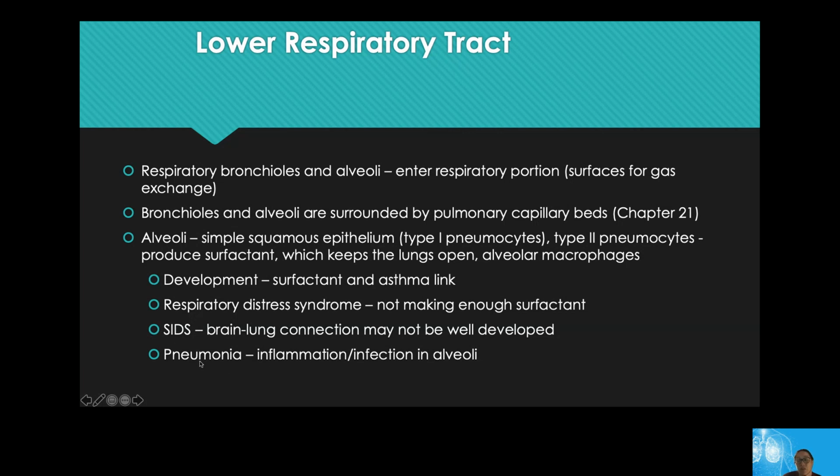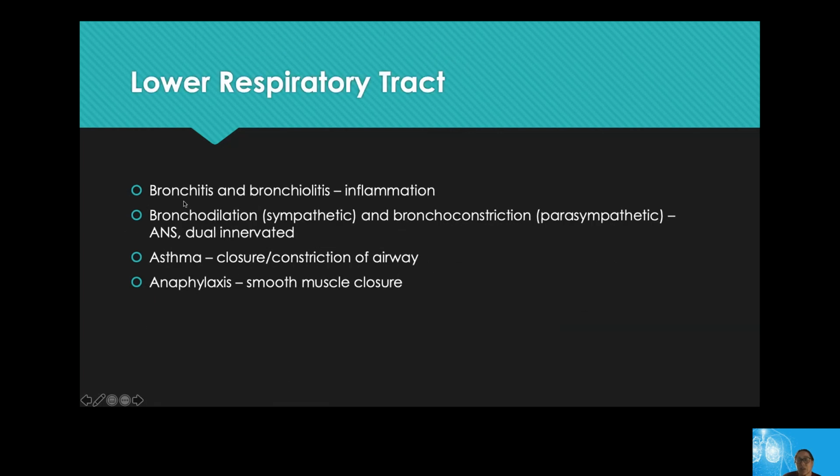And then one of the other disorders we talk about pretty extensively here in the alveoli would be that condition of pneumonia, which is an inflammation or an infection to the alveoli. A few other infections, though, worthy of discussion. Bronchitis or bronchiolitis are an inflammation of the bronchioles, and they can be chronic in conditions like people that have COPD because the air doesn't move and continuously stays inflamed.